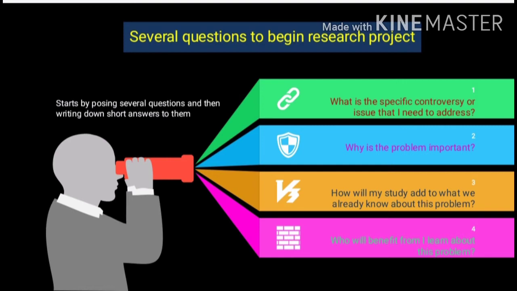Before you begin a research project, start by posing several questions and then write down short answers to them, like: what is the specific controversy or issue that I need to address? Why is the problem important? How will my study add to what we already know about this problem? And who will benefit from what I learn about this problem?